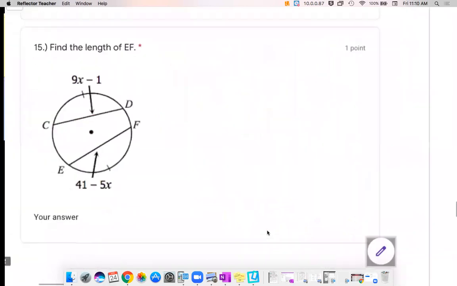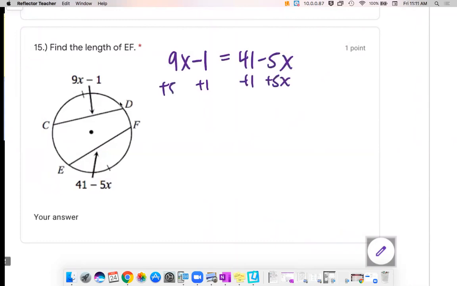Okay, 15, find the length of ED. So what this one gives us is that these two arcs are congruent. So that means their chords that create them also have to be congruent. So you just do 9x minus 1 has to equal 41 minus 5x. You do a bunch of lovely algebra. So add 1, add 5x. So you got 14x equals 42. Divide by 14, you'll get x is 3.